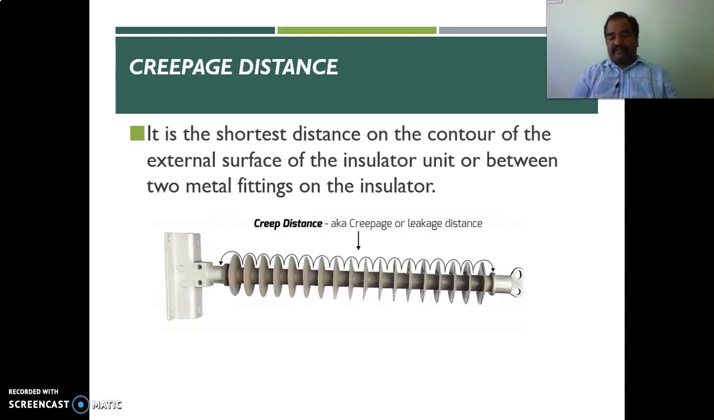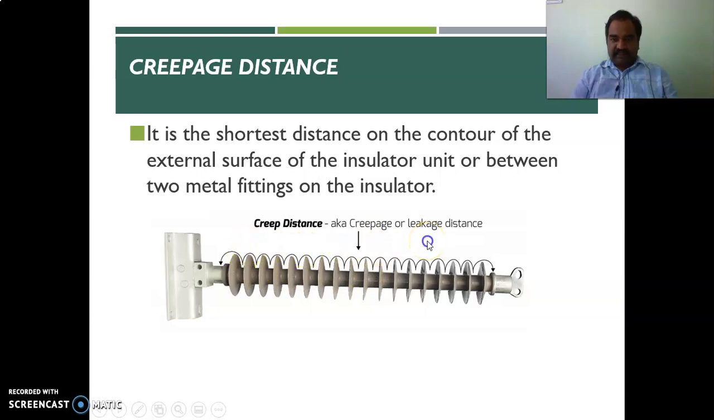And next is creepage distance. This is one of the important terms which you find in electrical engineering. Creepage distance is the shortest distance on the contour of the external surface of the insulator units between two metal fittings of the insulator. See here, this is the insulator, a commonly found composite insulator which is used in practice in the recent past. These are the metal fittings, and this is the entire insulating material. This contour, the entire surface, is called creepage distance, or leakage distance. You may wonder why these designs are of this fashion instead of using a long straight rod. Because this improves the creepage distance, which is one of the most important factors affecting the breakdown potential.